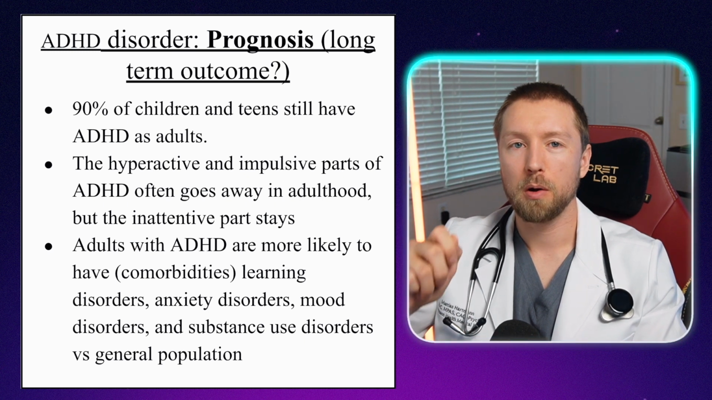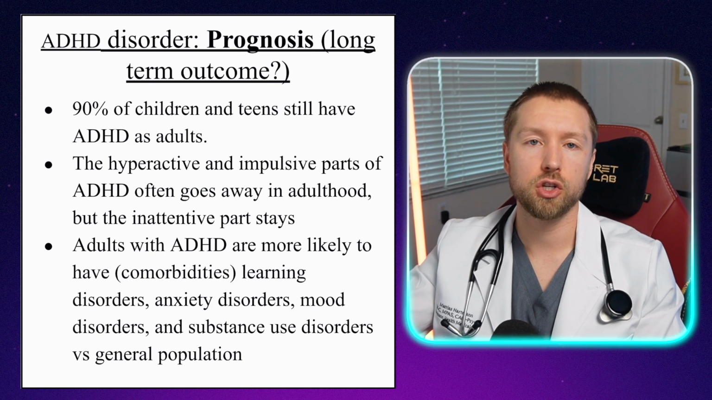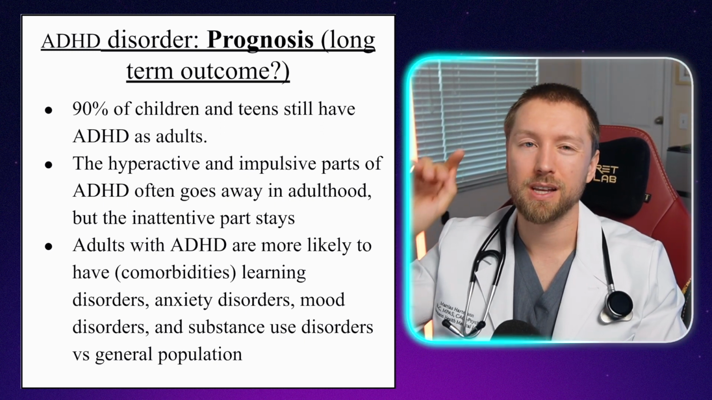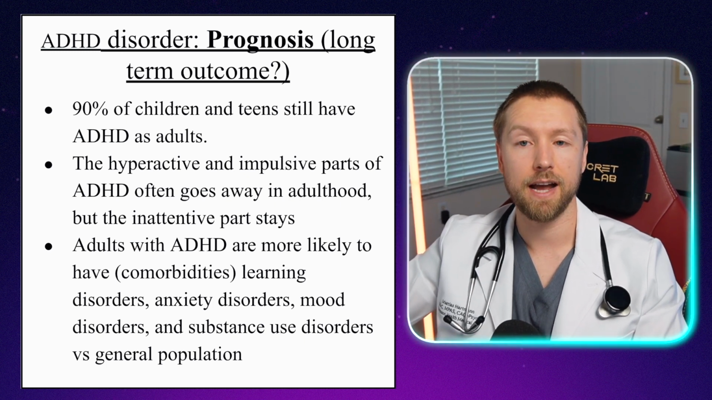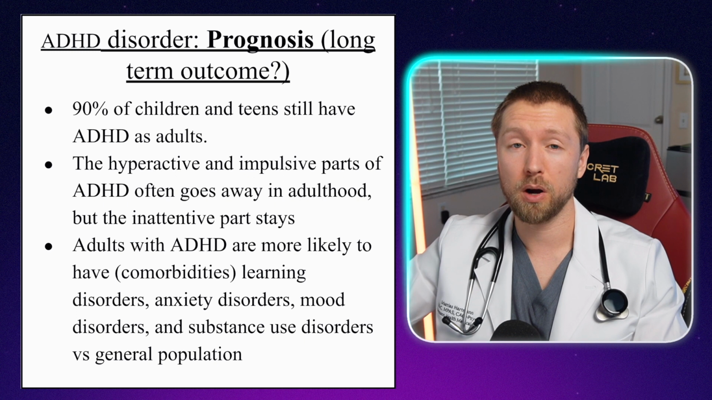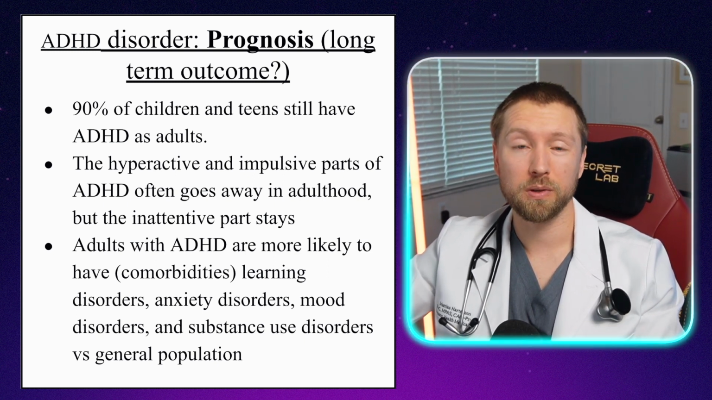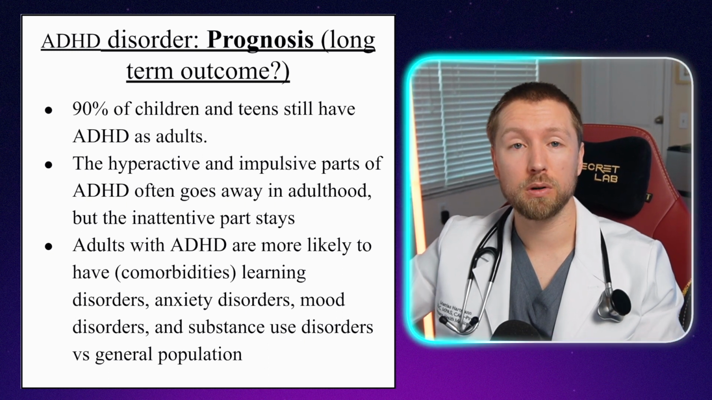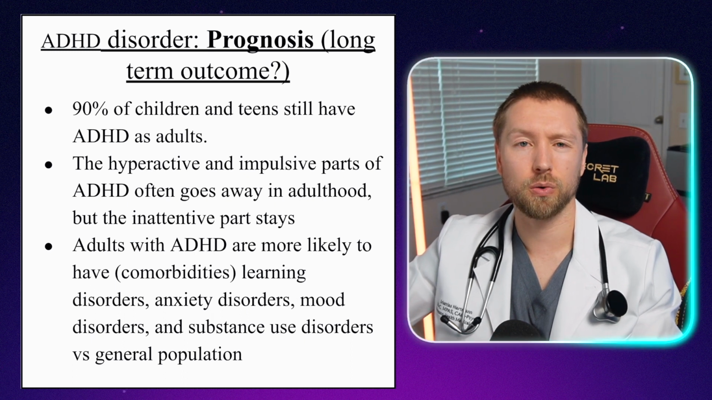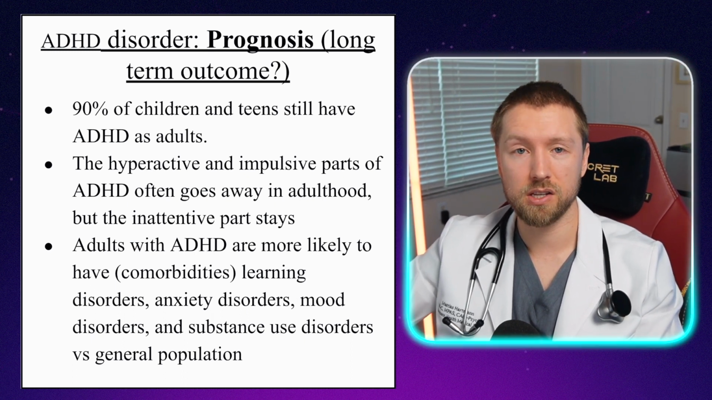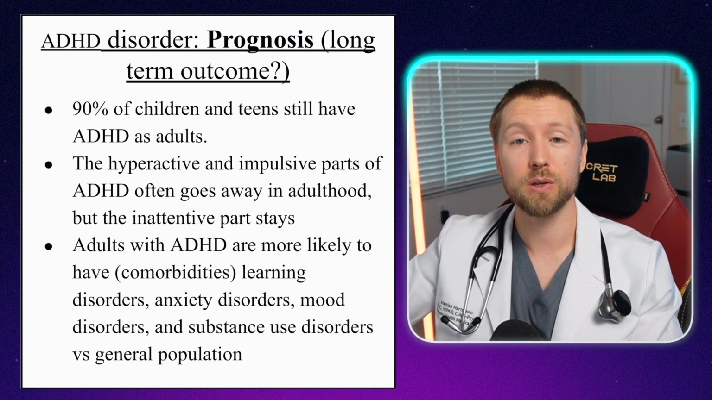Now, although most children and teens will go on to continue having ADHD as adults, oftentimes the hyperactive and the impulsive parts of ADHD, if the patient has a combined type, will go away in adulthood, but the inattentive part will stay. Adults with ADHD are actually more likely to have comorbidities as well, which means having other disorders along with the ADHD. Some of these include learning disorders, anxiety disorders, mood disorders, substance use disorders.